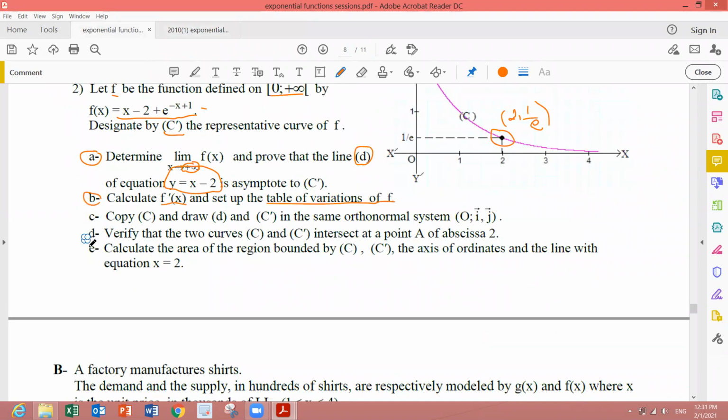Part D, or Part C, sorry. Copy C, draw D and C prime in the same system. So we have to copy C, draw D, and draw C prime.